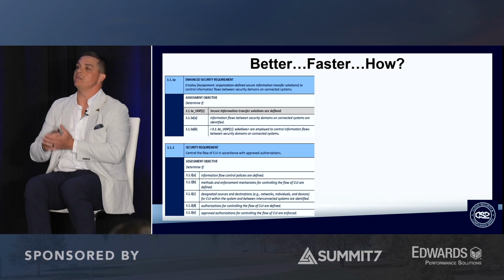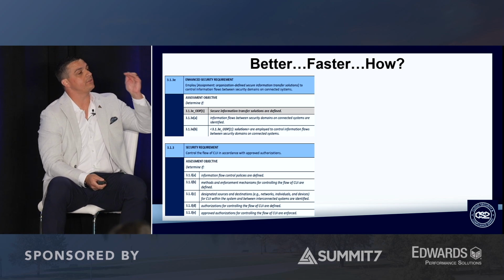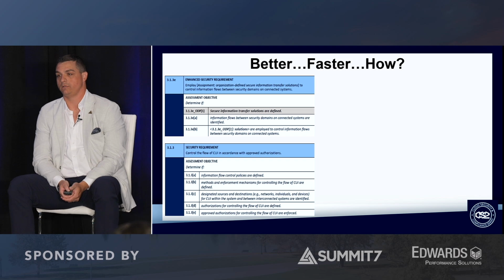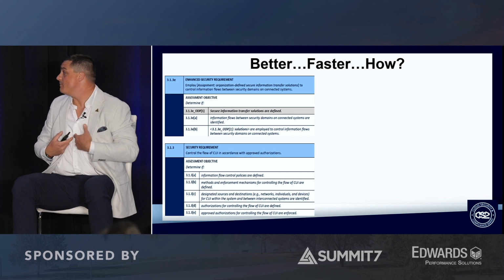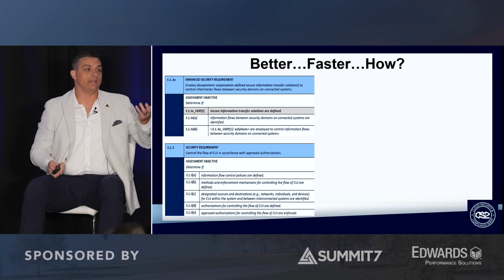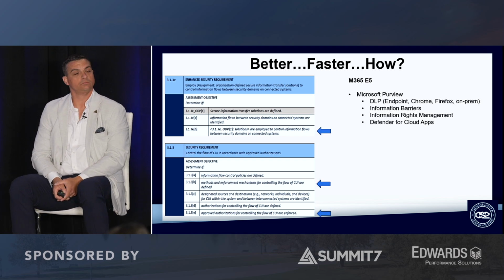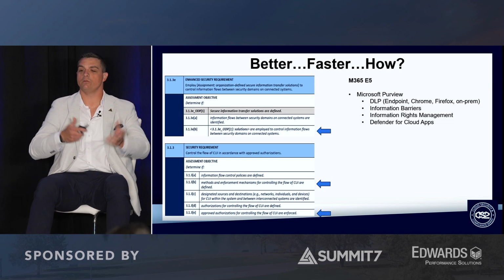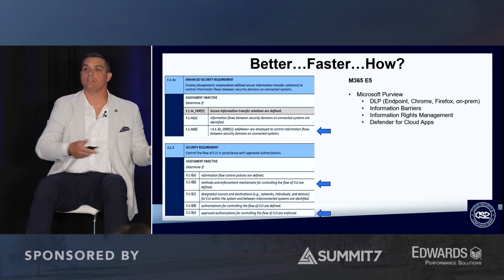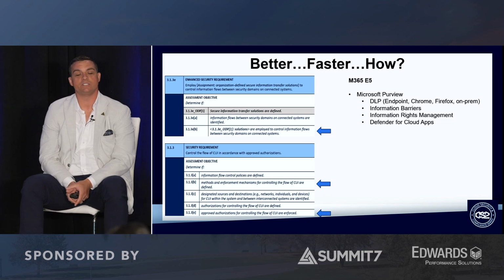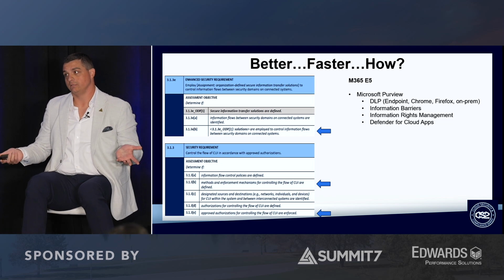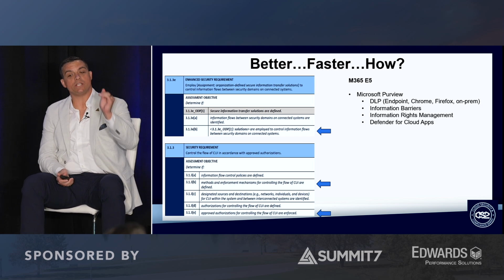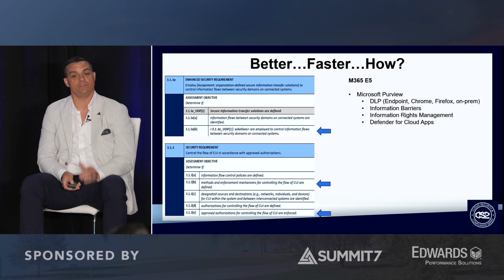And if you look at the assessment objectives in the enhancements, when you start to answer those assessment objectives, it's crazy, the assessment objectives in 171 that it starts to answer for you as well. So let's think. I've got a Microsoft 365 E5 license. I want to leverage, I don't know, Microsoft Purview Information Protection. So I leverage Purview Information Protection to the full extent. DLP on the endpoints, Chrome, Firefox, and on premises. Information barriers to the fullest extent, information rights management to the fullest extent, and Defender for Cloud Apps, because cloud apps are important, and CUI goes through those too. I start answering questions from the assessment mechanisms of 171.